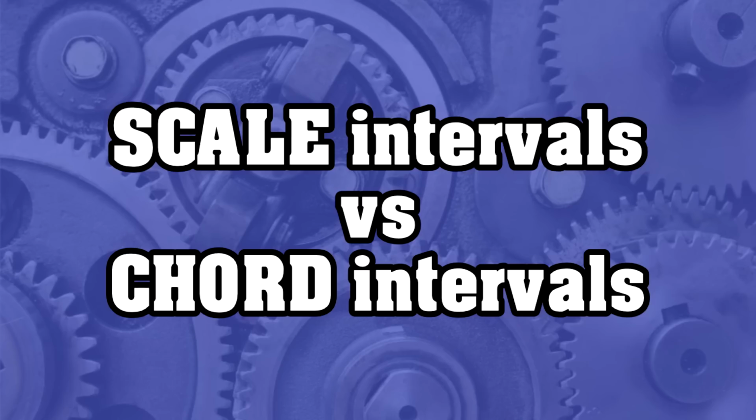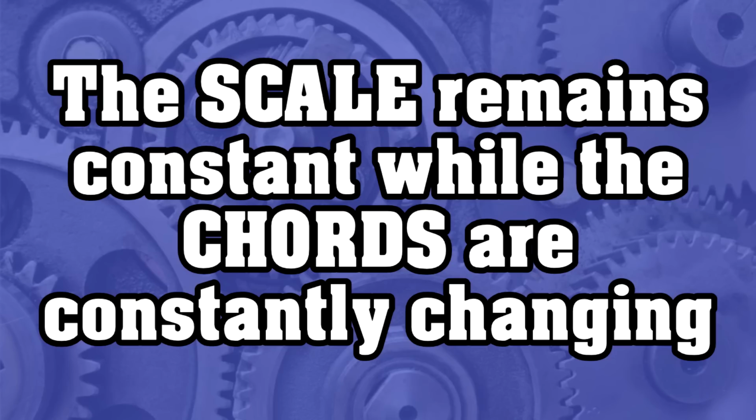Intervals are pretty cool. One thing that tends to confuse people is scale intervals versus chord intervals. All of it comes from the major scale, as that is the starting point for all Western music theory. When a song remains in one single key, which is very common, especially in mainstream music, the scale remains constant while the chords are constantly changing. Again, the scale remains constant while the chords are constantly changing.